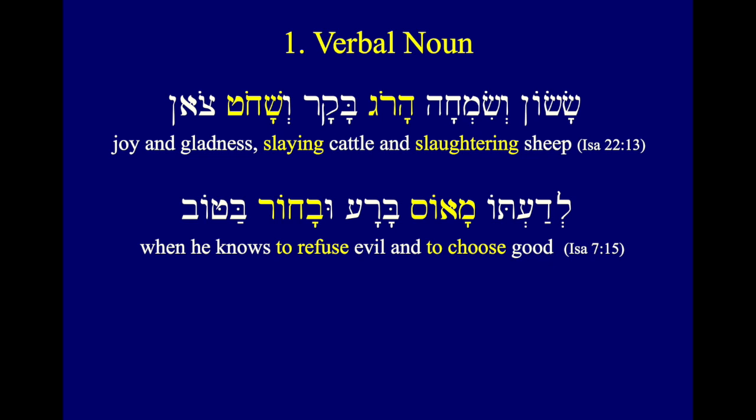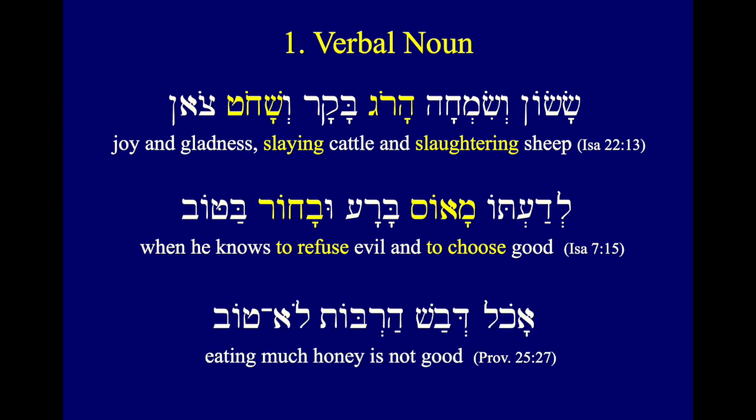In English, we could translate this with the gerund as well. We could say when he knows, when he understands, refusing evil and choosing good. It just sounds better in English to use the English infinitive here, to refuse evil and to choose good. But just to say, these are both options for translating the Qal infinitive absolute.